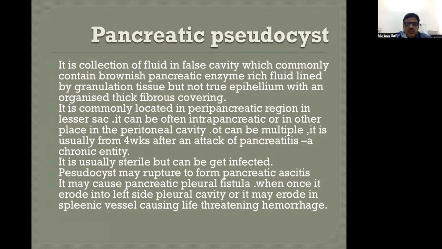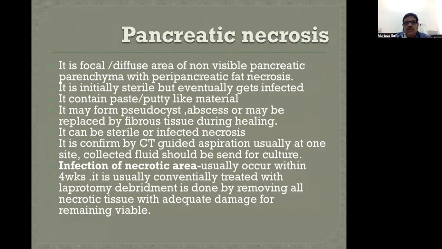Pseudocyst may rupture to form pancreatic ascites. It may cause a pancreatic pleural fistula once it erodes into the left side pleural cavity, or it may erode into splenic vessels, causing life-threatening splenic hemorrhage. Pancreatic necrosis is a focal or diffuse area of nonviable pancreatic parenchyma with pancreatic fat necrosis.